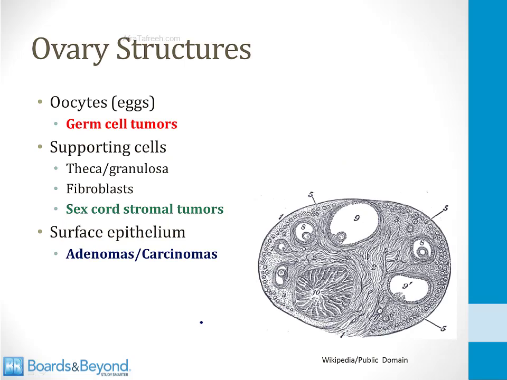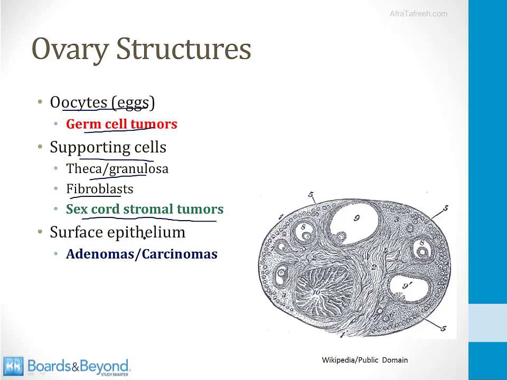There are a lot of different tumors that can occur in the ovaries, but an easy way to keep them straight is to think of three subgroups of tumors that all derive from the different structures normally found in the ovaries. You're probably aware that the ovaries contain oocytes or eggs, and tumors of these cells lead to germ cell tumors. The ovaries also contain supporting cells like theca and granulosa cells and fibroblasts, and the tumors that derive from these supporting cells are called sex cord stromal tumors, and that's what we'll talk about in this video.